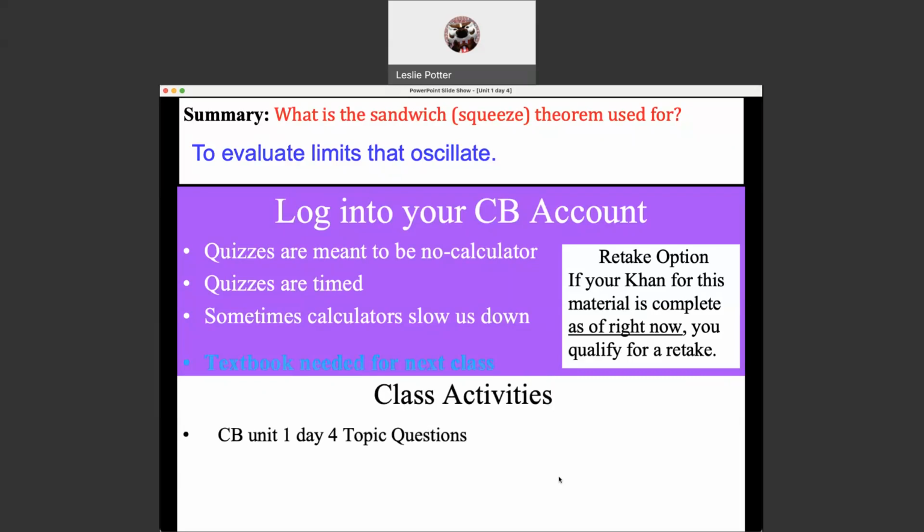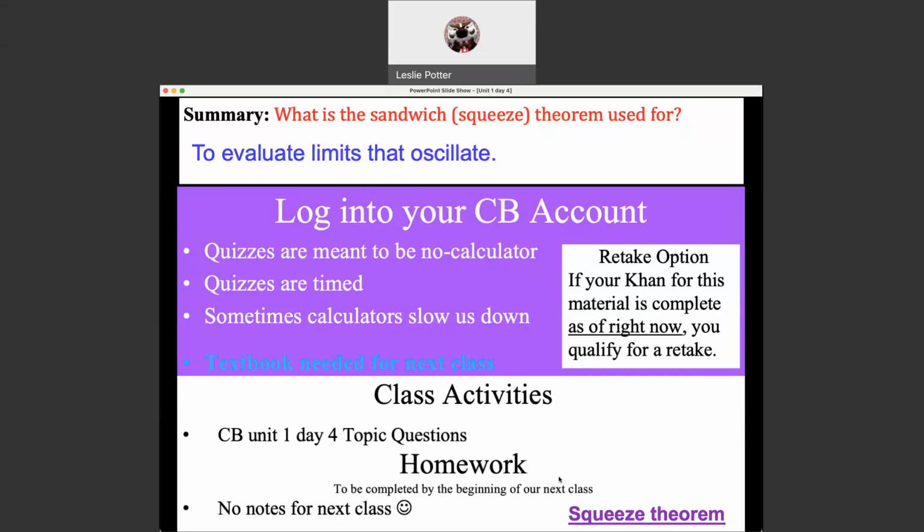Okay, so after the quiz, then you're going to do your day 4 topic questions. That's going to have to do with the squeeze theorem. Then you have a squeeze theorem con. You don't have any notes for the next class, though. Smiley face. One of those days. We like those days. Any questions? All right, go ahead and get into quiz 1. This would be unit 1, quiz 1 in AP Classroom. And if you have any questions, just let me know.